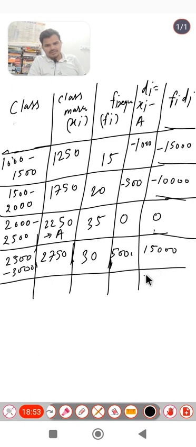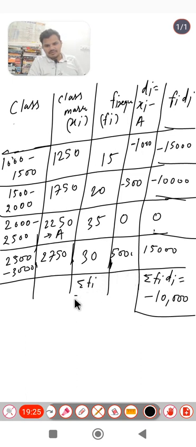Now we can calculate the summation of fi di. Minus 15,000 and minus 10,000 is minus 25,000. Then 15,000 plus 15,000, so we got a value of minus 10,000. That is the summation of fi di. Now we have to calculate the summation of fi. That is 15 plus 20 plus 35 plus 30, which is 100.